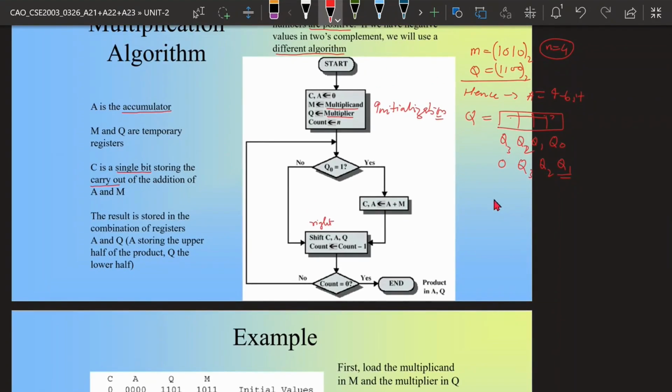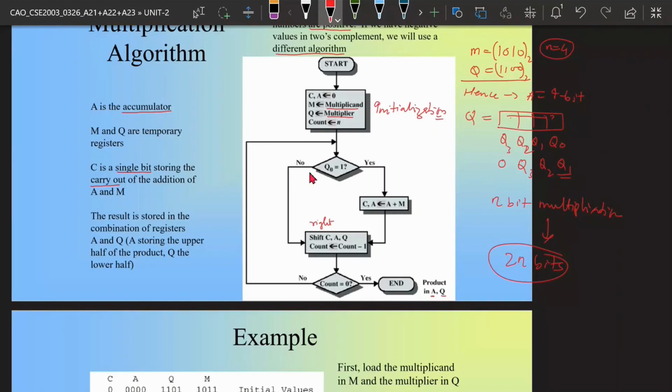If it is an n-bit multiplication, then the result will be a maximum of 2n bits. One n bits will be stored into Q and another n bits into the accumulator, because both have n bits in the generalized case.